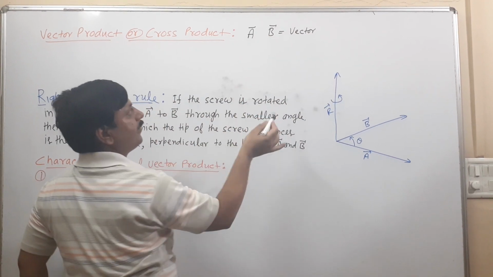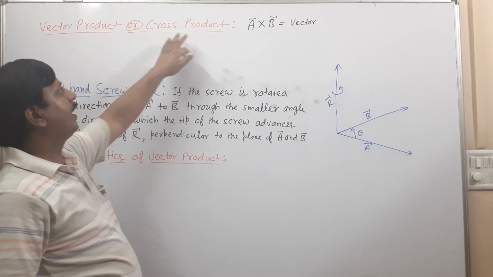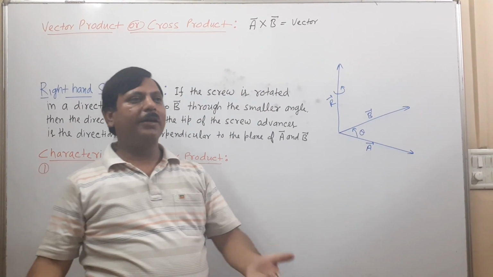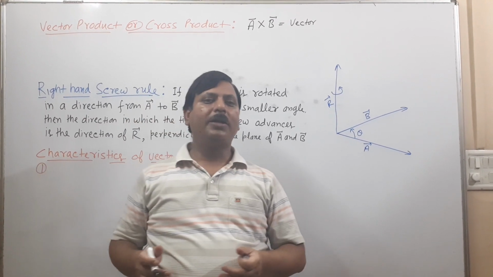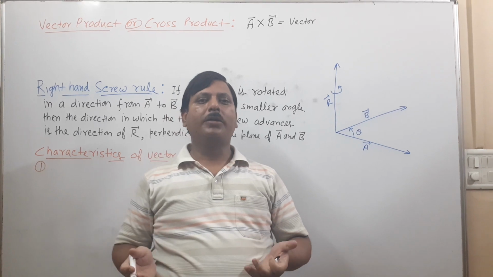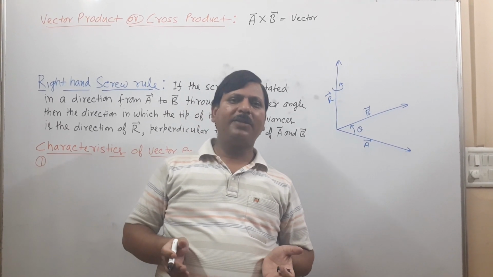this is represented by a cross. That's why it is also known as the cross product. For example, we can give this one: if we multiply force and perpendicular distance vector, then torque is a vector quantity. You will see many such examples.